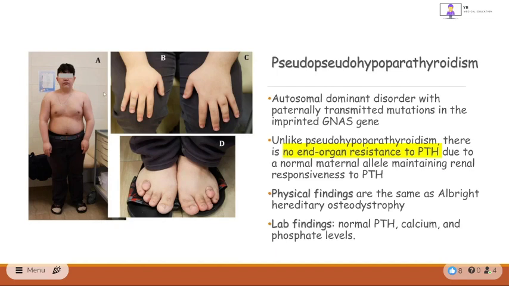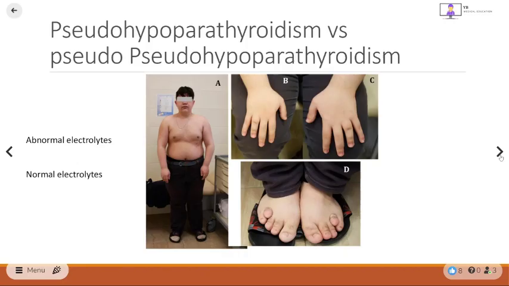So pseudo-pseudohypoparathyroidism means he looks like pseudohypoparathyroidism, but it's not, right? Because there is no decrease in calcium and no increase in phosphate, because the parathyroid hormone is still working, because it's just a mutation in the paternally transmitted gene. So let's see two cases to differentiate between the two. Actually, both diseases have the same clinical picture of growth hormone deficiency, but one has a parathyroid hormone problem and the other doesn't.